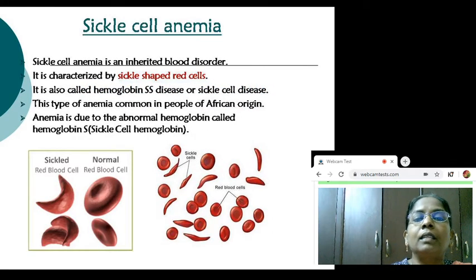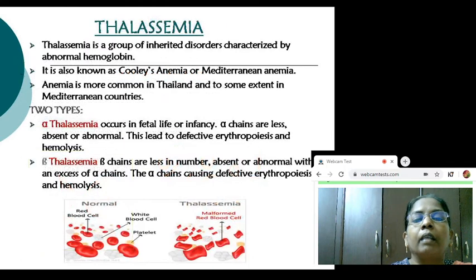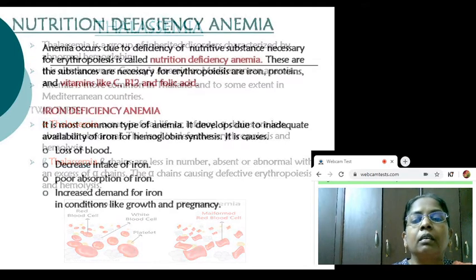Then another one is sickle cell anemia. You can see the normal cells become a sickle shape. That's why it's called sickle cell anemia. And we'll move on to thalassemia. This is also an inherited disorder characterized by abnormal hemoglobin. And you have two types of thalassemia, alpha and beta.